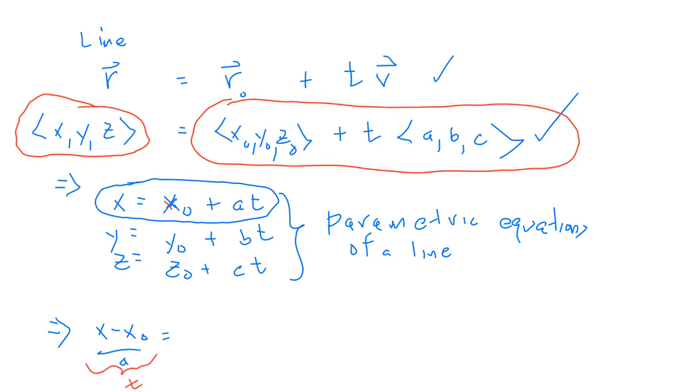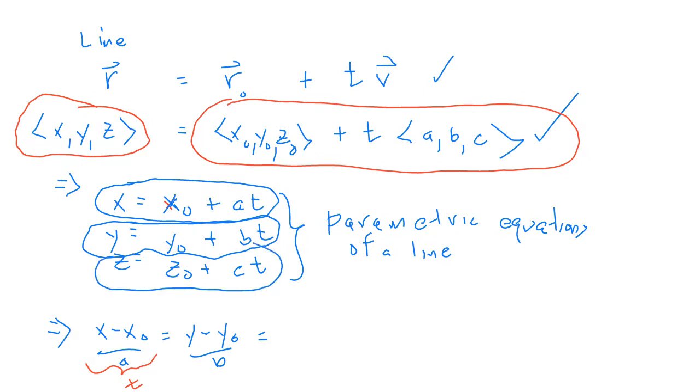Okay. What does y minus y 0 over b equal, based on the second equation? T as well. That equals t as well. Good. And then based on the third equation, what is z minus z naught over c equal to? T.